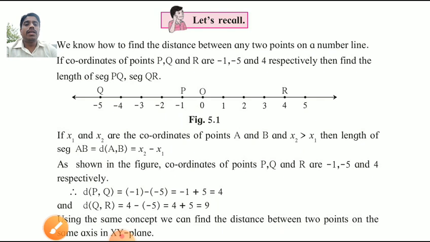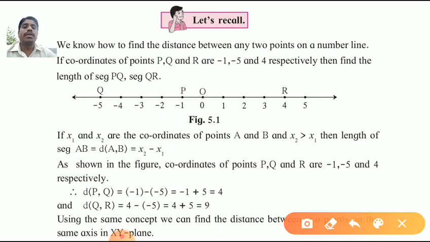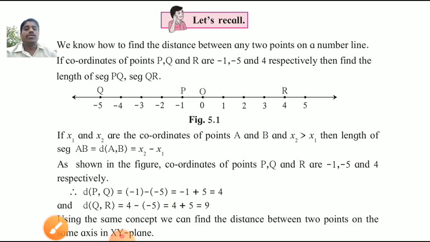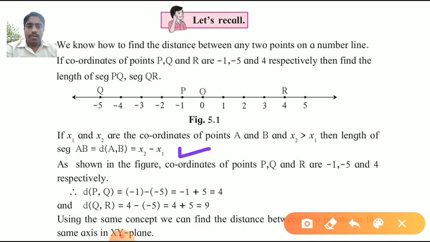See another example. Suppose we have to find the distance between Q and R by the observation method. From point Q to point R, how many points? Let's count from Q to R: 1, 2, 3, 4, 5, 6, 7, 8 and 9. There are 9 points between Q and R. Hence the answer is 9. And by using the formula, the distance between two points is x2 minus x1, where x2 is greater than x1.